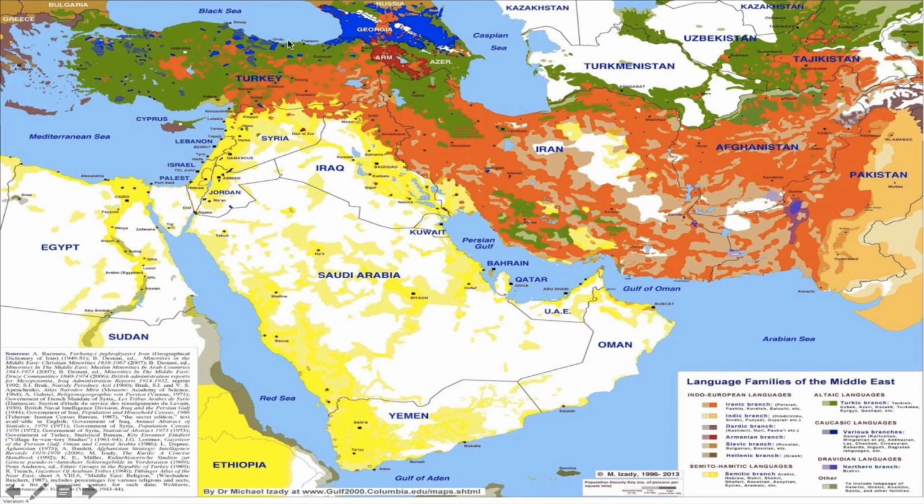As you can see in modern times, when it comes to the language families of the Middle East, all of this orange is Indo-European languages. So it kind of fits, as I was saying. Most people in the Caucasus and north of Syria and Iraq are Indo-European, like all of Iran, Turkey, Armenia, Georgia. Well, in blue is actually Caucasian languages, but that just solidifies the point.